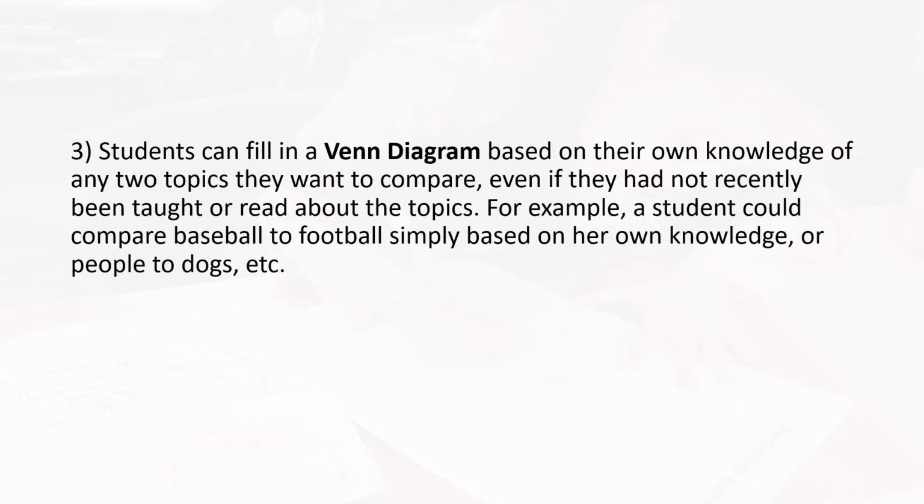A third way to use a Venn diagram is that students can fill it in based on their own knowledge of any 2 topics they want to compare, even if they've not recently been taught about the topic or read about the topic. For example, a student could compare baseball to football simply based on her own knowledge, or people to dogs, etc.